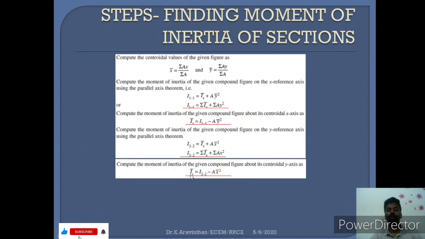Next, if you want the moment of inertia about the y axis, you have to use I22 minus area into x bar square. If you want I22, you have to compute it similarly. So these are the steps. First you have to find the centroid, then you have to find the moment of inertia by using the formula.